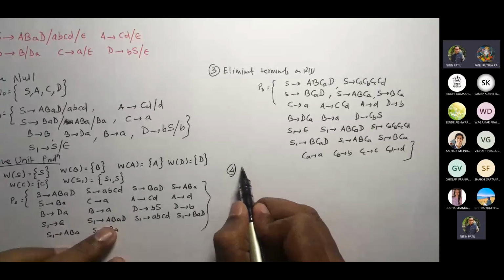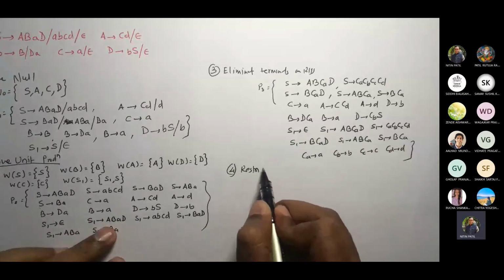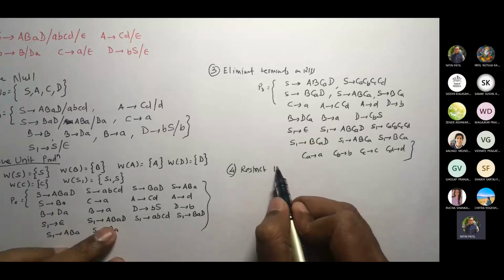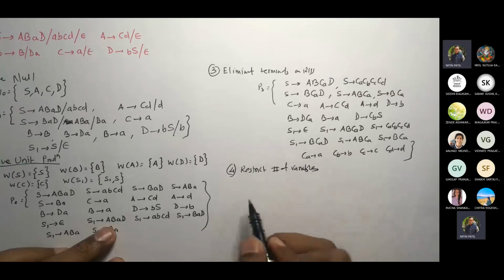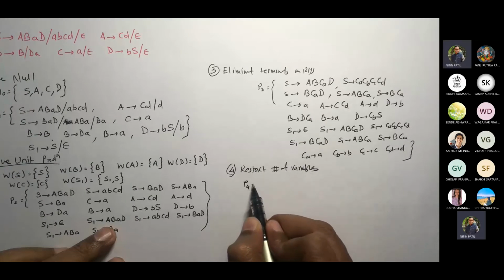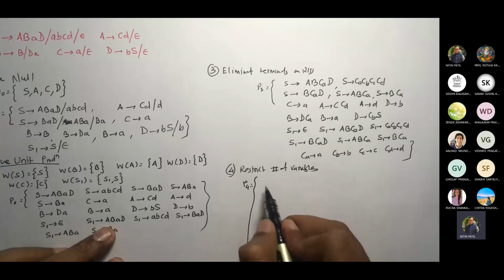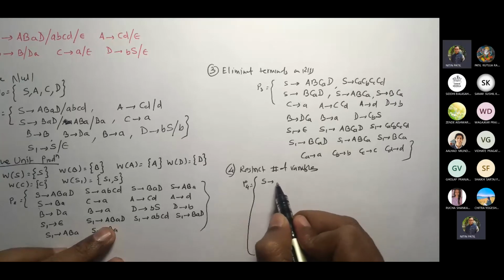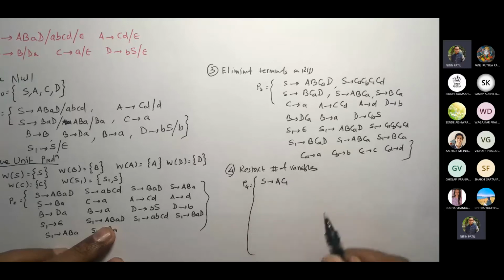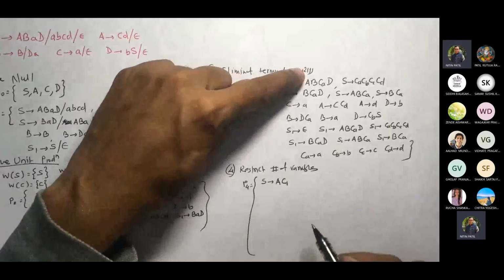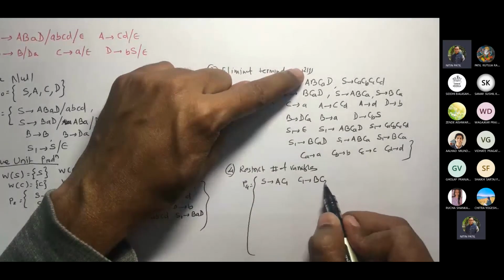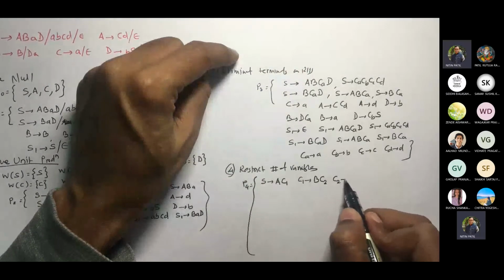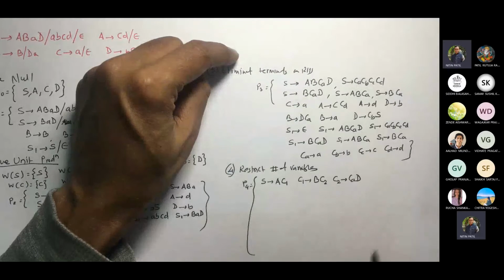Now restrict number of variables. P4. S gives A, C1. Remember? C1 gives B, C2. C2 gives CAD. Remember?